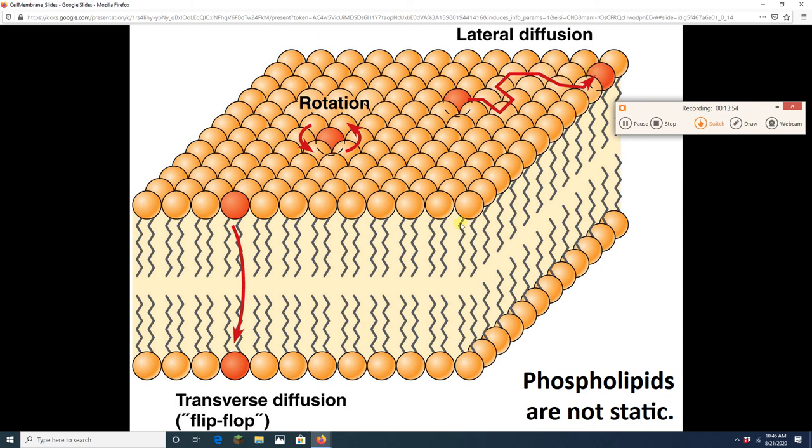Pretty much the only thing that can't happen is that the phospholipids over here cannot switch places with the phospholipids down here, because that would mean the hydrophilic head went through this hydrophobic area. So you can't flip-flop them. But other movement is possible. And this fluidity, this dynamic nature, the fact that it's not static, is going to be important when we think about how things get in and out, in other words, get through this membrane.